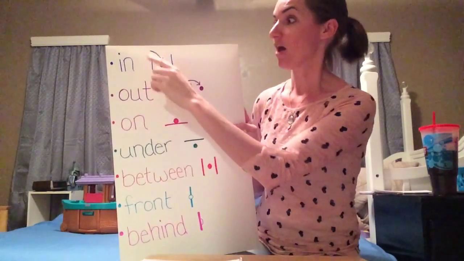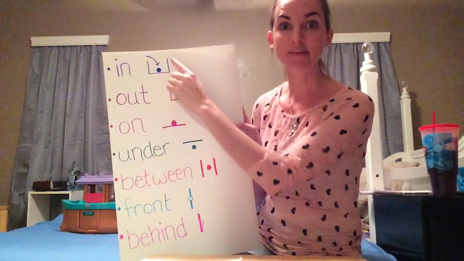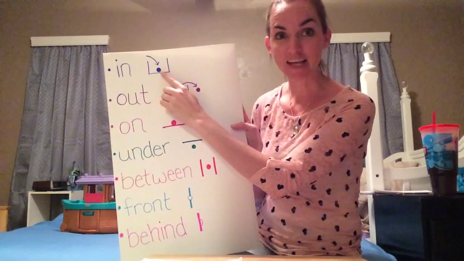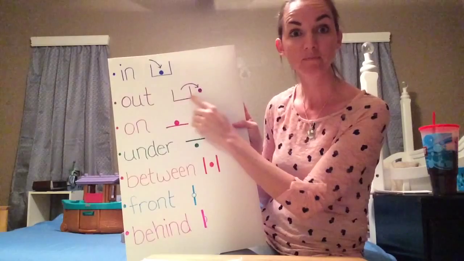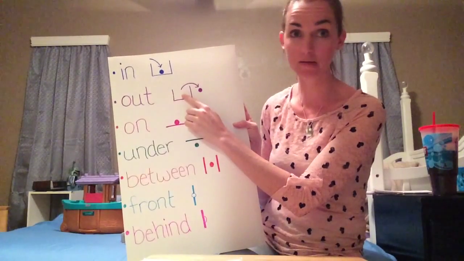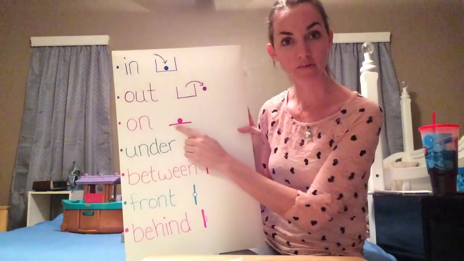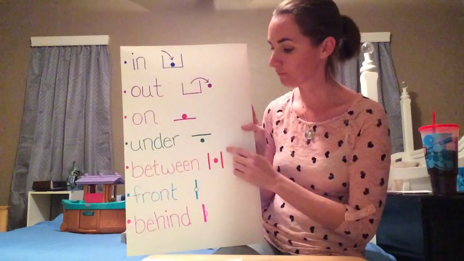So for in, I'd say, look, our ball is in the box, and I would outline the box. The ball is in. It is inside the box. Oh, look. Now the ball is out. It is not in the box. It is out of the box. Oh, now we have a line. And our ball is on the line. It is on the line.